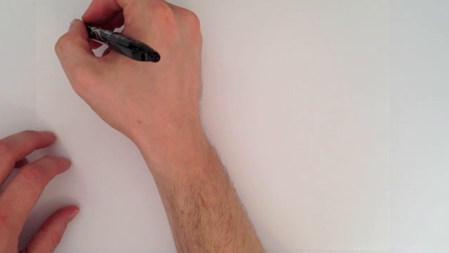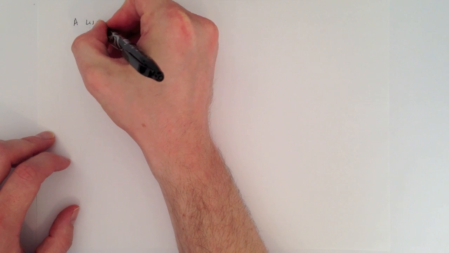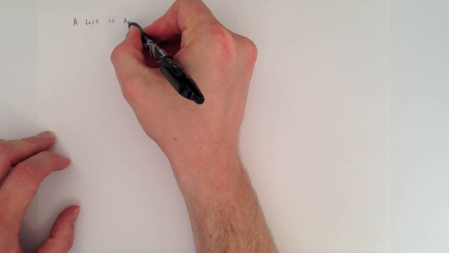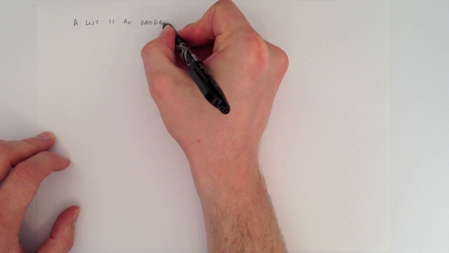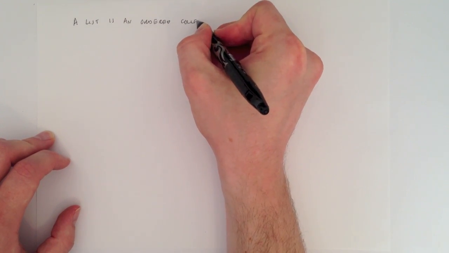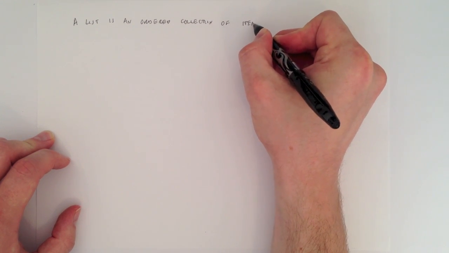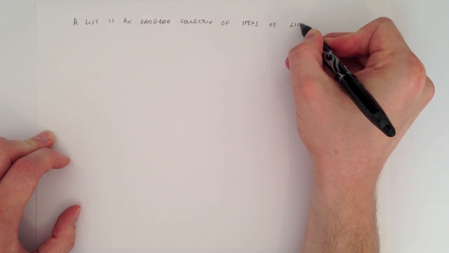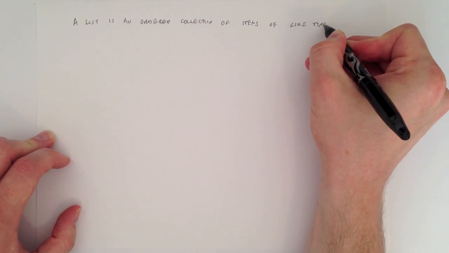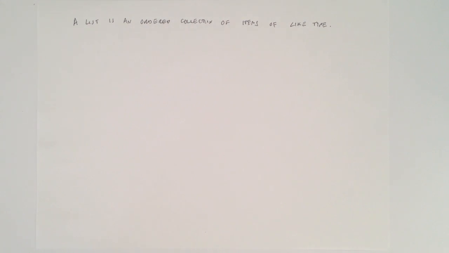Well, we'll say that a list is an ordered collection of items of like type. And what that means is that all the things in your list have to be the same. There can be 5 integers in a list or 3 booleans in a list, but we can't hold 2 booleans and an integer in a list, for example.